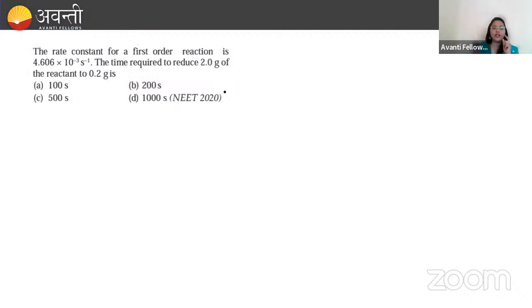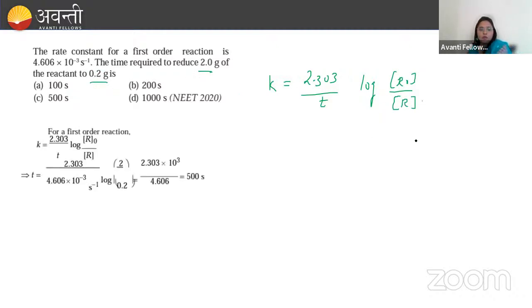Okay, next problem. The rate constant for a first order reaction is given, that is the k value, and we have to determine the time required to reduce 2 gram of reactant to 0.2 gram. So here time is what we have to calculate. Our formula is 2.303 divided by t, log of initial concentration, that is R naught, divided by the final concentration. Just put all these values. The difference is 2 to 0.2. So solve this equation and you will get the time.